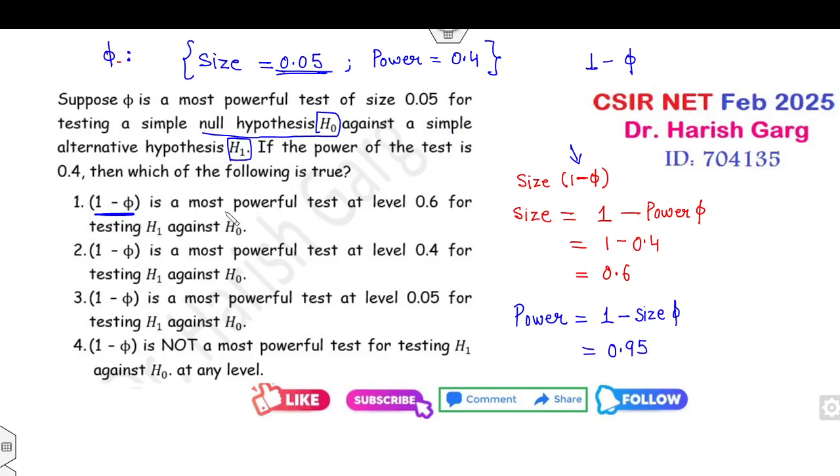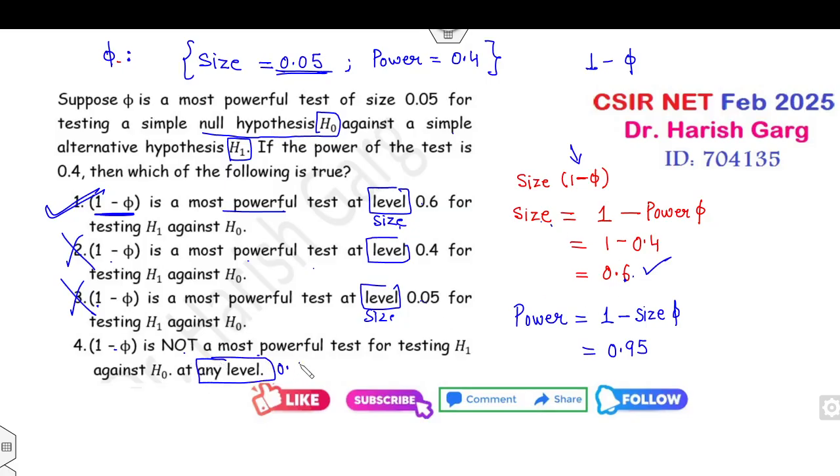1 minus phi is the most powerful test of level, and level means size. Size is 0.6. Yes, size is 0.6. The option says 1 minus phi is the most powerful test of level 0.05, but size is my 0.6, while he said 0.05. That's wrong. It is not the most powerful test of any level. 1 minus phi is the most powerful test for the size 0.6, but he said not. So that option is also cancelled. A is my right answer of the problem.